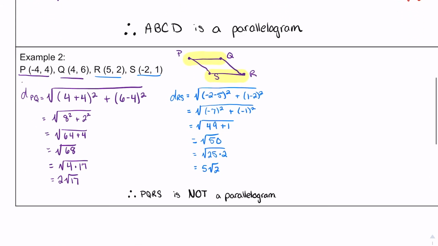However, when we got to example 2, the top measured 2 root 17, the bottom measured 5 root 2. Because the top and bottom weren't congruent, it doesn't matter if the left and right are congruent or not. Both pairs of opposite sides are not congruent, so PQRS is not a parallelogram.